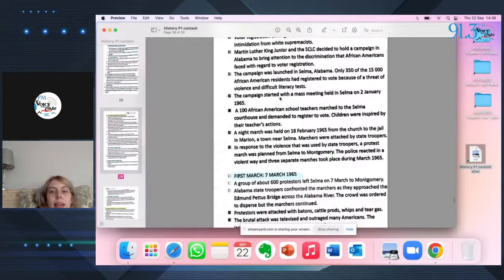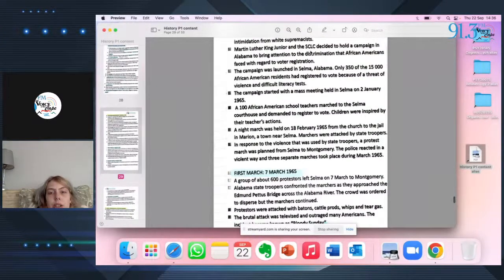Martin Luther King and the SCLC, so the Southern Christian Leadership Conference, decided to hold a campaign in Alabama to bring attention to the discrimination that African Americans faced in regards to voter registration. The campaign was launched in Selma, Alabama. Only 350 of the 15,000 African American residents had registered to vote because of a threat of violence and difficult literacy tests that were meant to keep the Black population from voting.